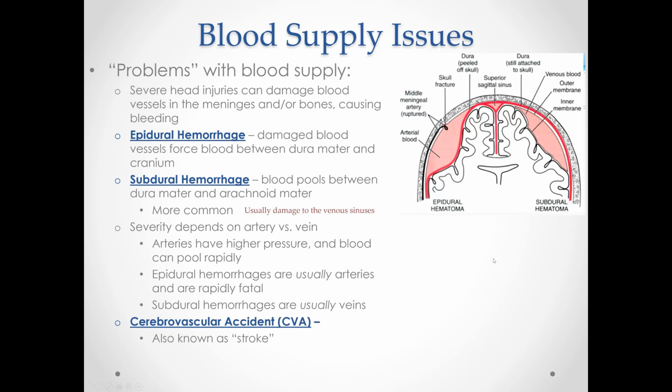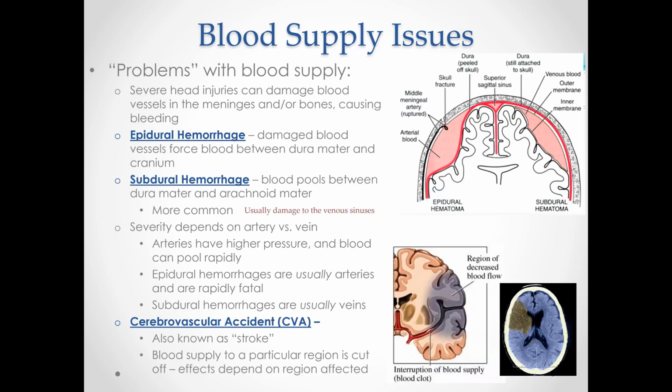Another type of blood supply issue is called a cerebrovascular accident, or CVA. This is what people more commonly call a stroke. And this occurs when the blood supply to a particular region is cut off. And this is usually because of a blood clot. So in this picture here, if I have a blood clot in this artery, then all of the area that's normally supplied by the artery can no longer get blood, can no longer get oxygen, and within 4 minutes you're going to start getting neuron death.